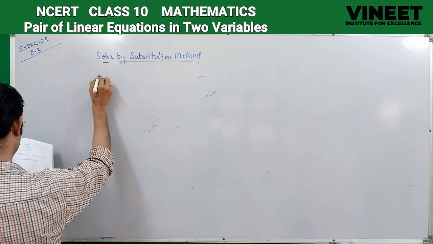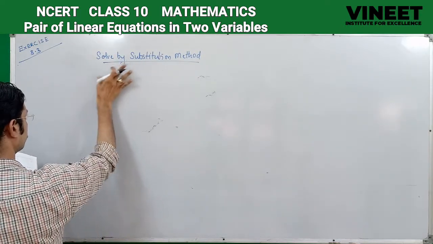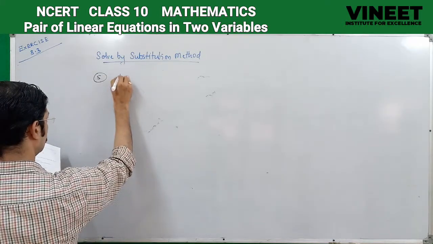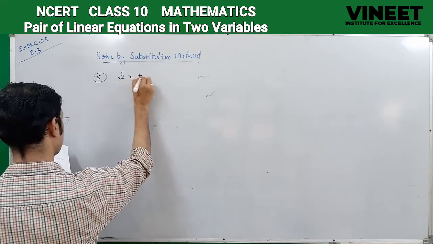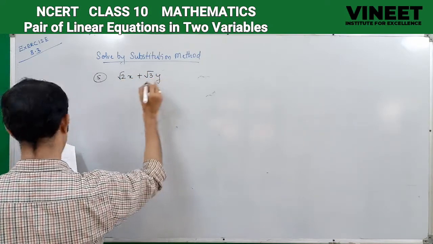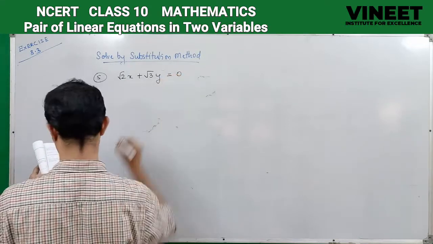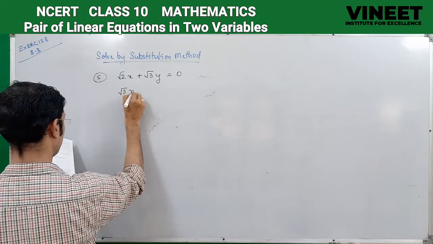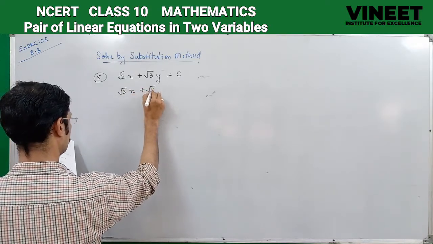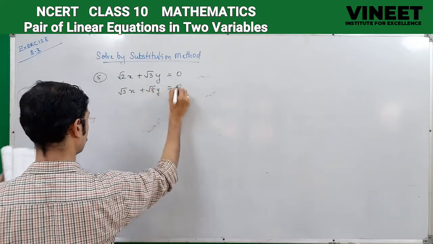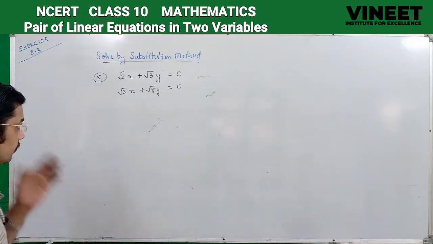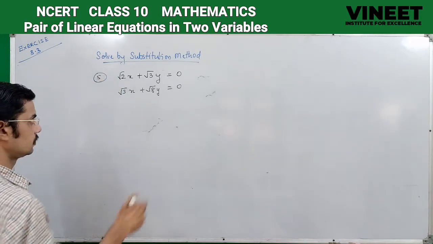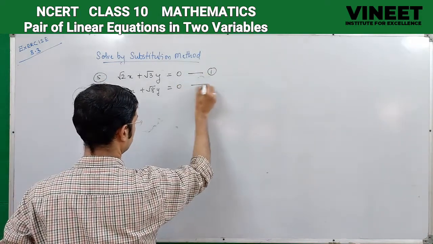So the next problem is question number 5, that is given as root 2 into x plus root 3 into y equal to 0, and root 3 into x plus root 8 into y equal to 0. Now I can take any one of the equations first. So this is equation number 1 and this is equation number 2.